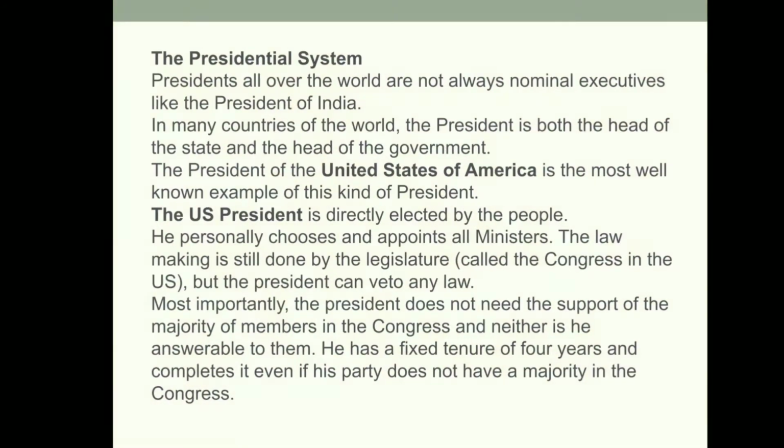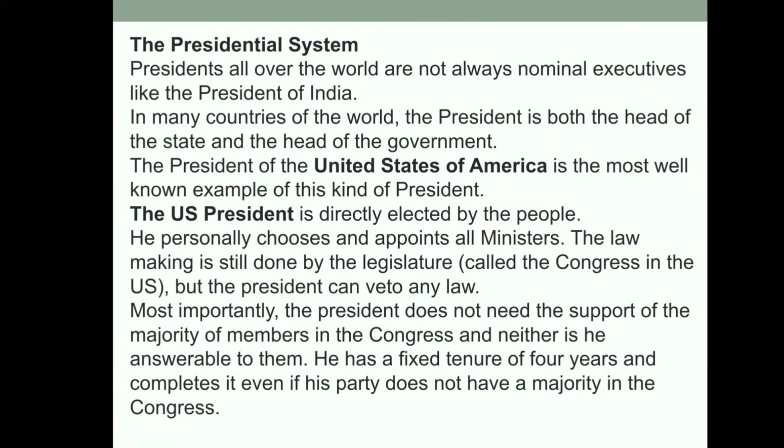Okay, what do we mean by the presidential system. Presidents all over the world are not always nominal executives like the President of India. In many countries of the world, the President is both the head of the state and the head of the government. The President of the United States of America is the most well known example of this kind of president.